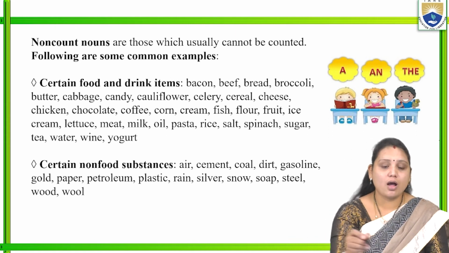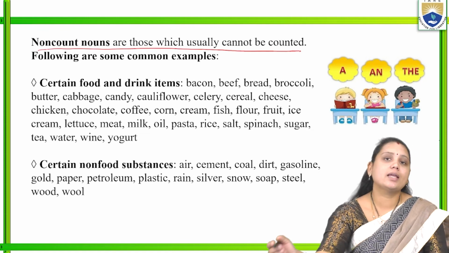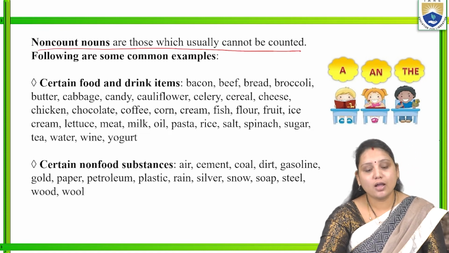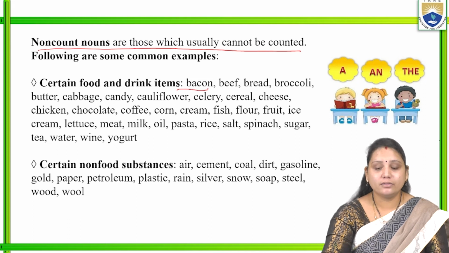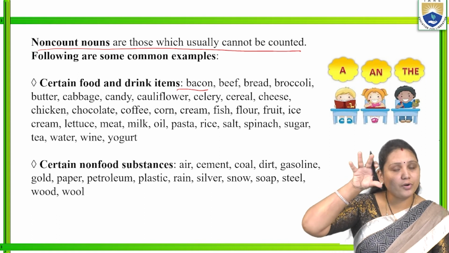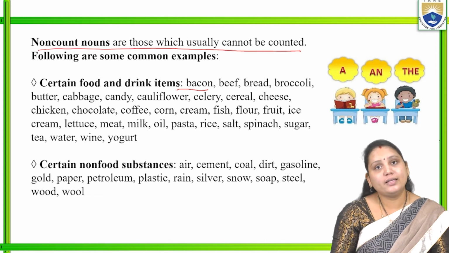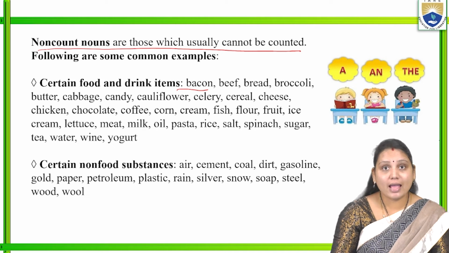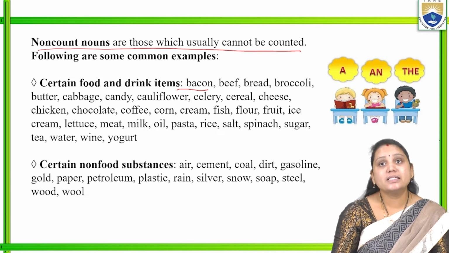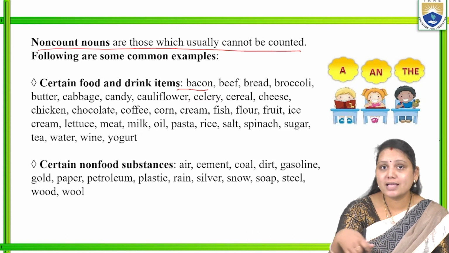Now, non-count nouns are those which usually cannot be counted. We have already discussed. Now, let us see some examples. Certain food and drink items are non-countable. For example, beef, bacon, bread. We say bread. There are a number of bread slices in that packet, but we refer to them as bread. Broccoli, butter, cabbage, candy, cauliflower, celery, cereal, cheese. Can you count all these items?